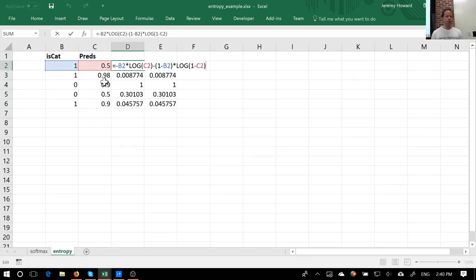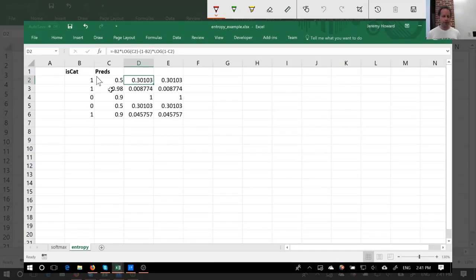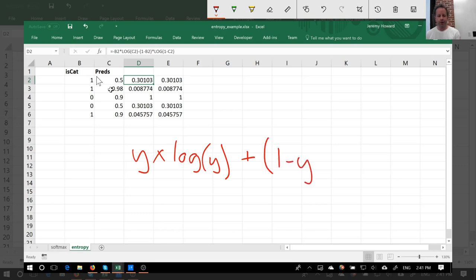Then all we do is take the actual times the log of the prediction, and then add to that 1 minus actual times the log of 1 minus the prediction, and then take the negative of that whole thing. I suggested you try to write the if statement version of this, so hopefully you've done that by now, otherwise I'm about to spoil it for you. So this was y times log y hat plus 1 minus y times log 1 minus y hat, and negative of that.